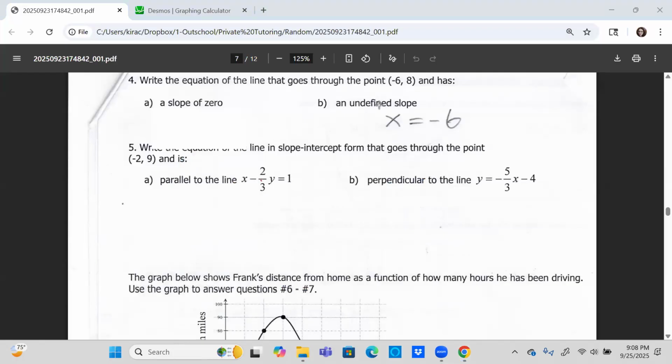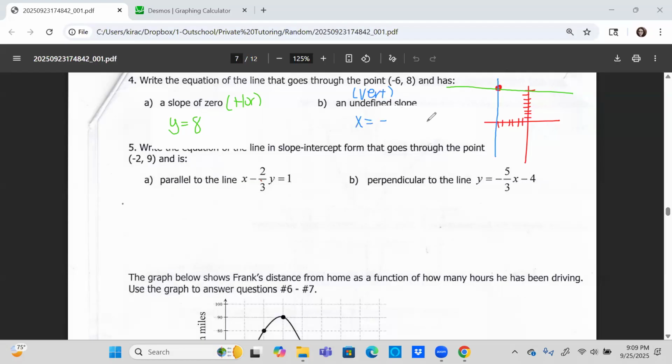All right, we have this point here, negative 6, 8. So if you think about it, where is it? 1, 2, 3, 4, 5, 6. 1, 2, 3, 4, 5, 6, 7, 8. What would be a line through that point that has a slope of 0? That's a horizontal line. So that would just be y equals 8. And a line through that point with an undefined slope, that's a vertical line. That's x equals negative 6. Done. Okay, don't overthink that one.